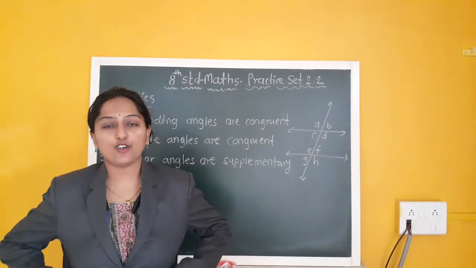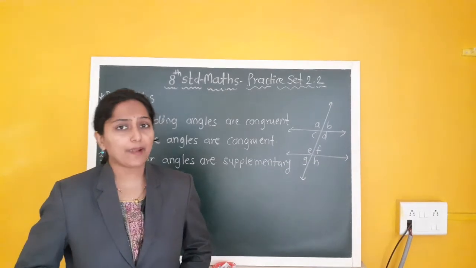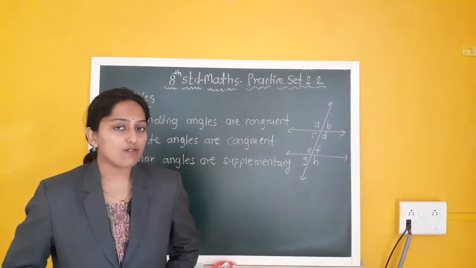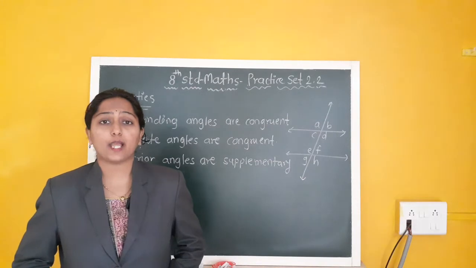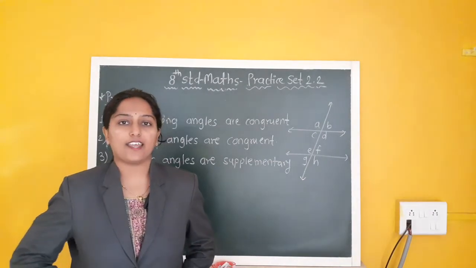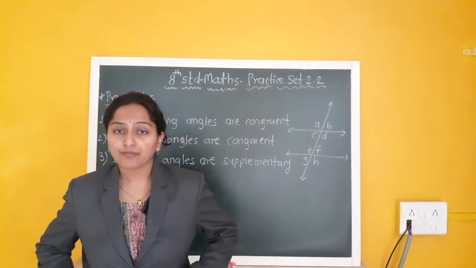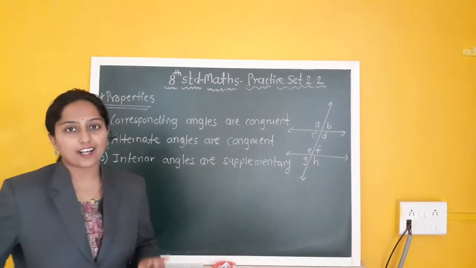In this video, we are going to see the properties of angles which are made by the transversal. As we have seen in the last videos, there are three types: corresponding angles, interior angles and alternate angles. Now we are learning the properties of these angles. So the first angle is the corresponding angle.